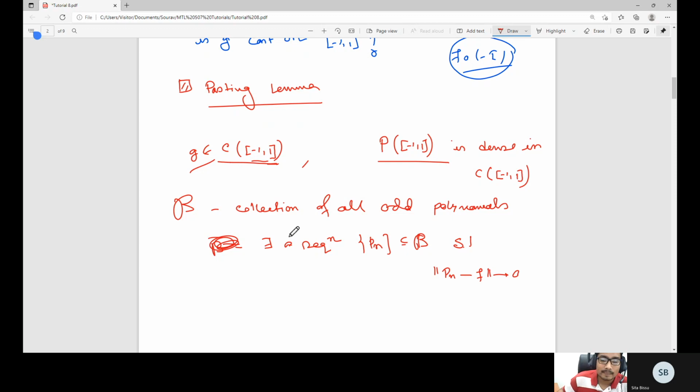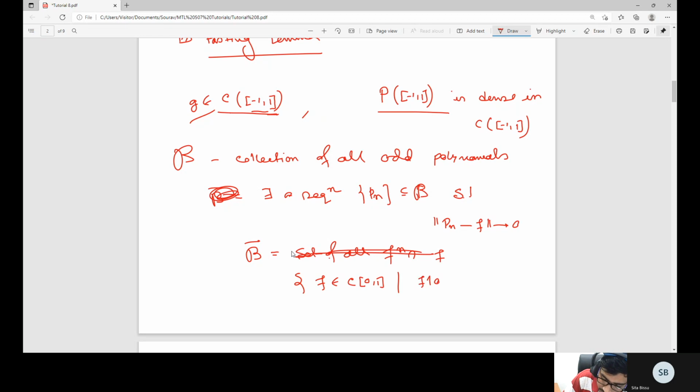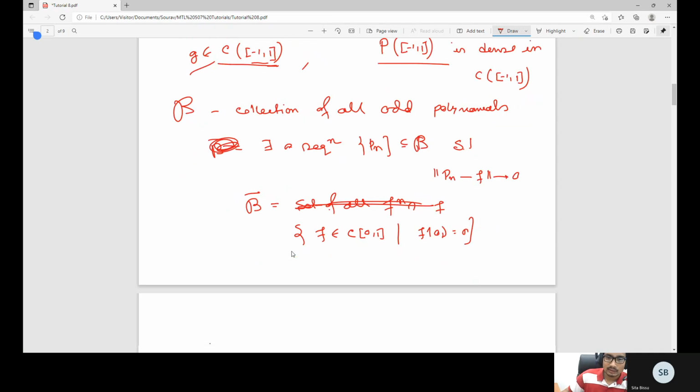Or you can say, you have to prove that this closure of B is actually the set of all functions f belonging to C[0, 1] such that f(0) is equal to 0. Okay, you have to prove this one. That means you have to prove that the closure of B is equal to this.